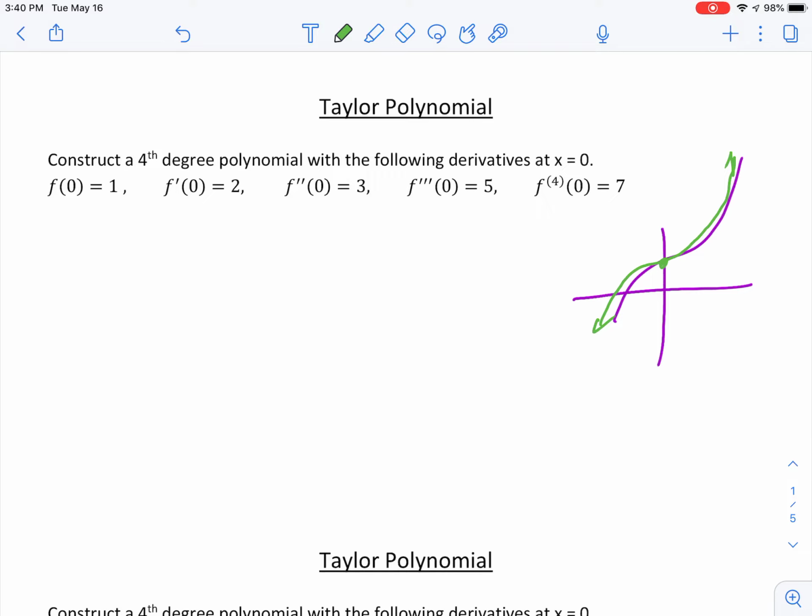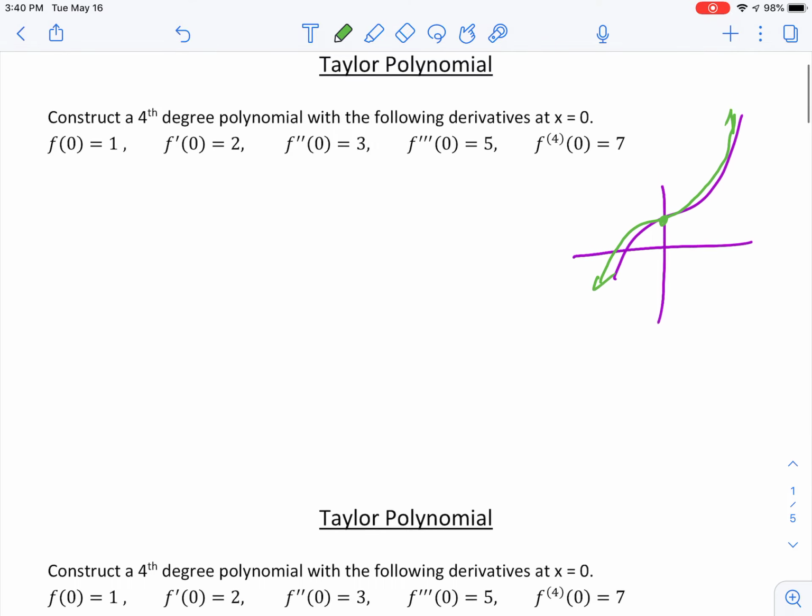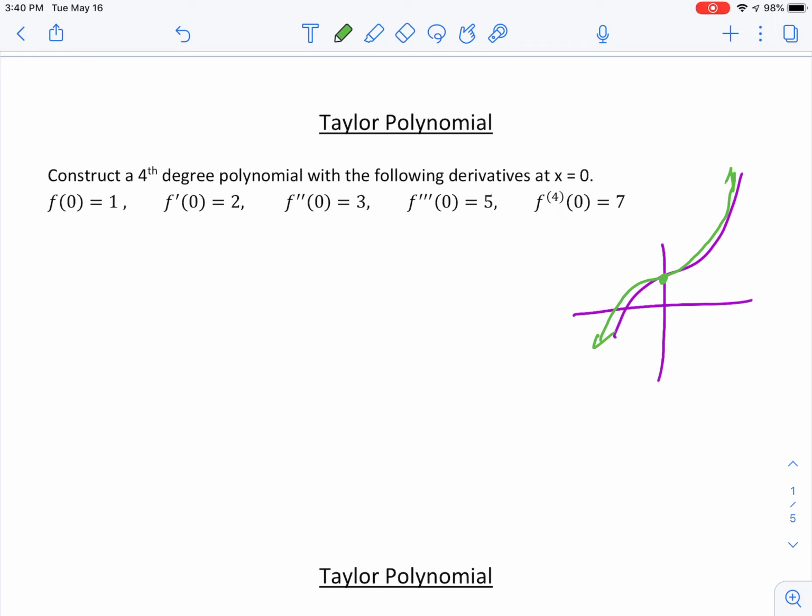And when we start talking about the Maclaurin series, we can use this idea of a Taylor polynomial and construct an infinite series that is exactly identical to another function. All right, let's get to it. So what we want to do is construct a polynomial that has these derivatives. I'll give you a second to actually try to do that. You can pause the video if you want to try this on your own.